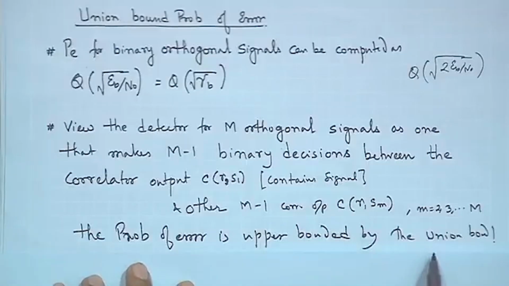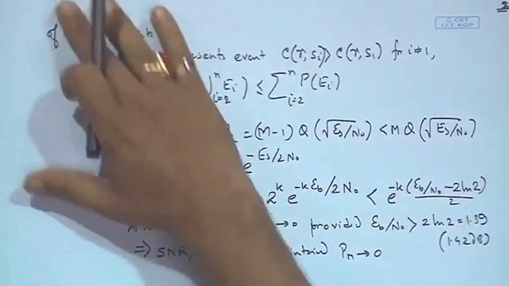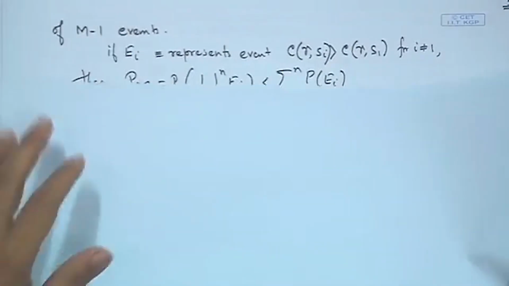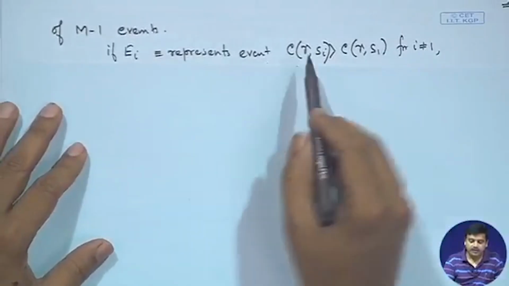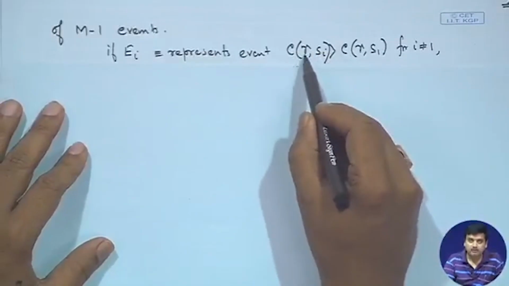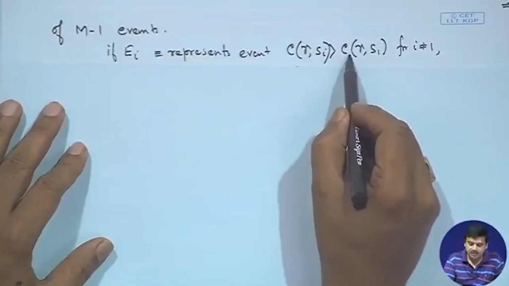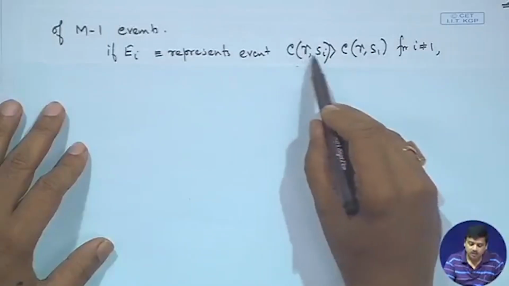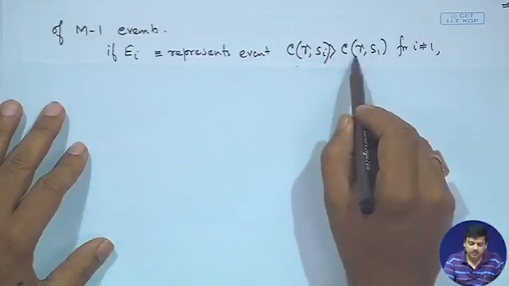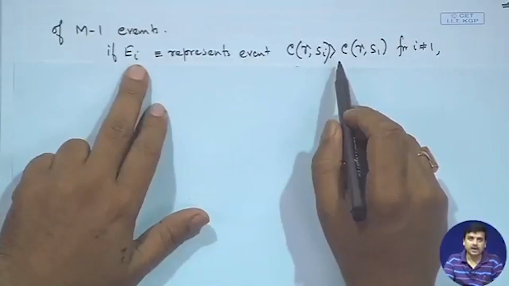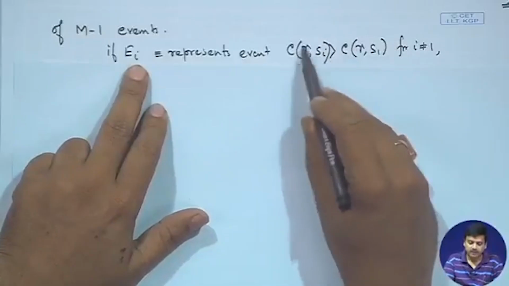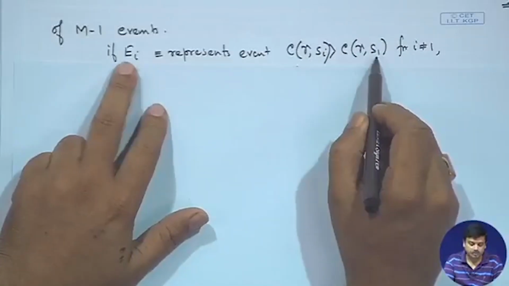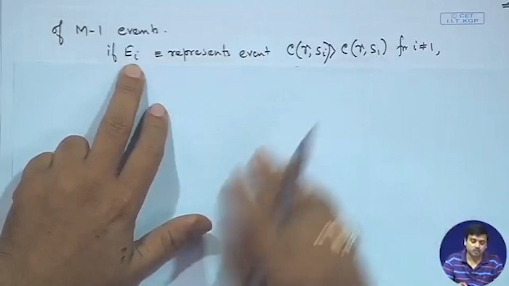Then the probability of error is upper bounded by the union bound. What it means is the union bound of the M minus 1 events. If E_i represents the event that the correlator output of R with S_i is greater than the correlator output of R with S1, for i not equal to 1, that means correlator output S2 is greater than this, S3 is greater than this, S4, and so on. Any particular one is the event E_i. So, if the fifth correlator output is greater than the first correlator output, that is the event E5, and so on and so forth.